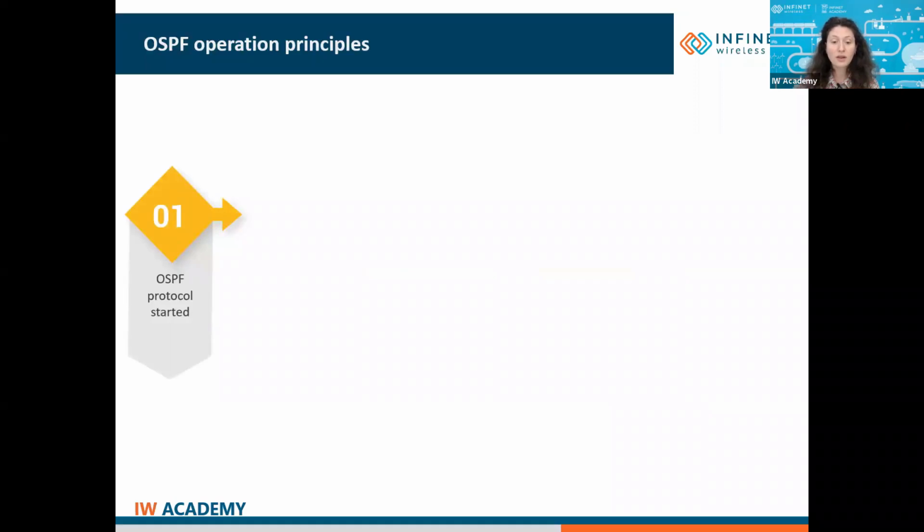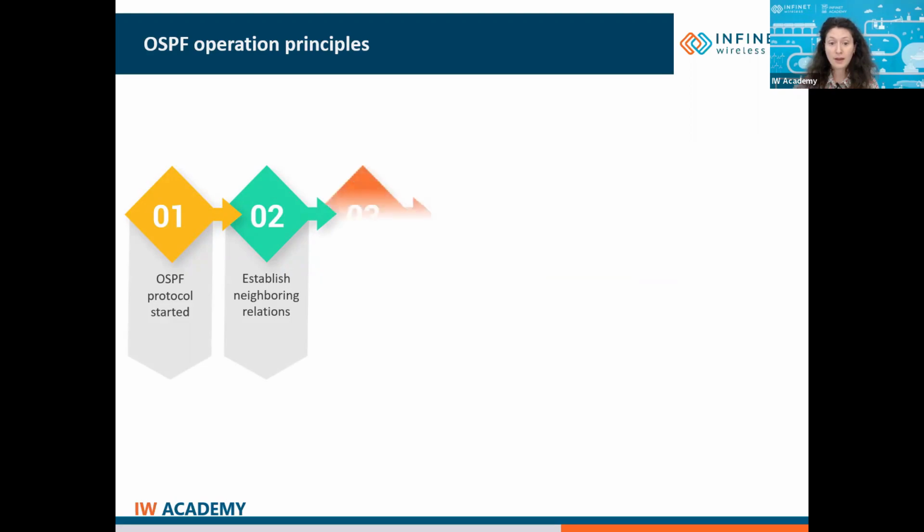Let's now review the OSPF operational principles. First, the OSPF protocol is launched in order to initiate all the other subsequent processes. The first step is to establish neighboring relations between adjacent routers, more precisely to get to know the neighboring routers. Next, the designated router and backup designated router roles are established. This is useful for multi-access networks in order to reduce the network load by sending fewer service packets.